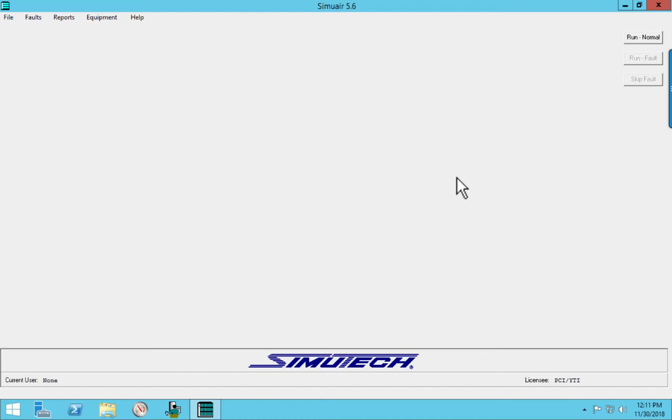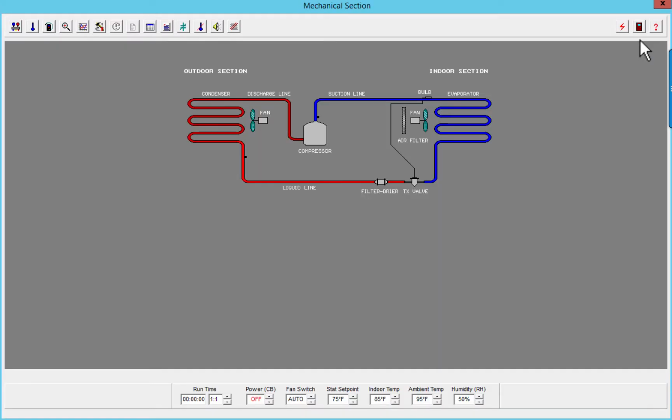The best way for me to do this is to use Simutech simulation software. Now, what I'm going to do is I'm going to go into just normal operation, okay? Now, a few words. This is a residential split system that I've selected. Okay, it has an indoor section and an outdoor section. They are connected by copper lines. That's usually just the suction line and the liquid line is what's connecting the indoor and the outdoor.